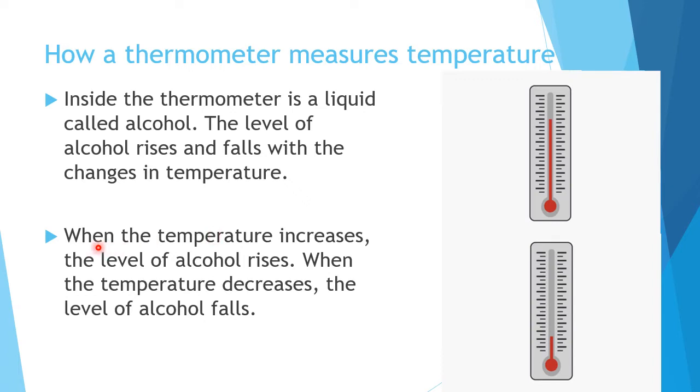So when the temperature increases, bila lagi panas, the level of alcohol rises. So if you look here, this means it's quite hot because the level of alcohol is quite high. When the temperature decreases, the level of alcohol falls. So, sebaliknya, yang ani, compared to yang sini lagi sajuk. Pasal the level of alcohol is lower.